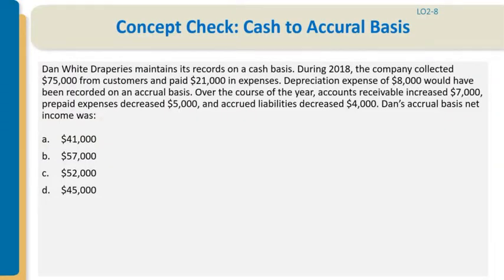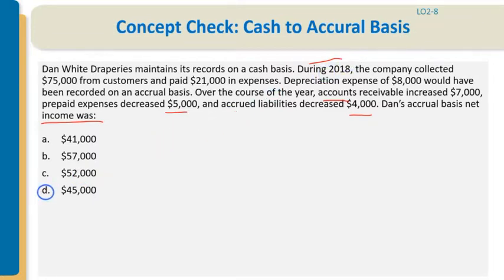Dan White maintains its records on a cash basis, and during 2018 the company collected 75,000 from customers and paid 21,000 in expenses. Depreciation expense of 8,000 would have been recorded on an accrual basis. Over the course of the year, accounts receivable increased 7,000, prepaid expenses decreased 5,000, and accrued liabilities decreased 4,000. So the accrual basis net income would be, please pause and try to solve it and then go to the solution.